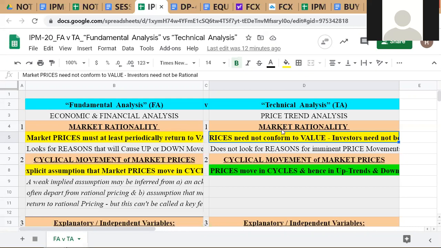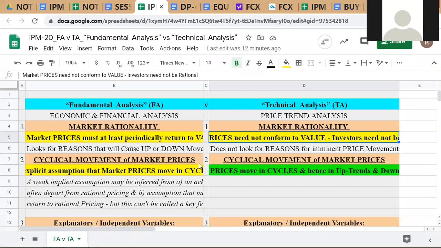And so you figure out, do you think markets are rational, or do you think markets are not rational? Obviously, if you think markets are rational, then you will be inclined to use this. And if you don't see any reason to believe that markets are rational, and you don't need to worry about market rationality in your approach, then you apply TA.